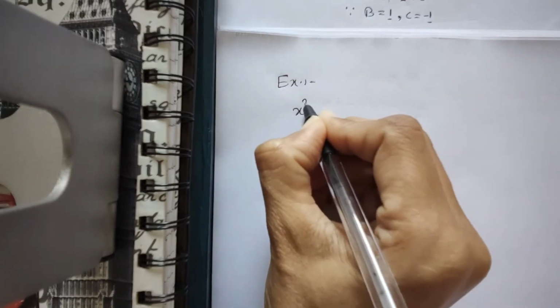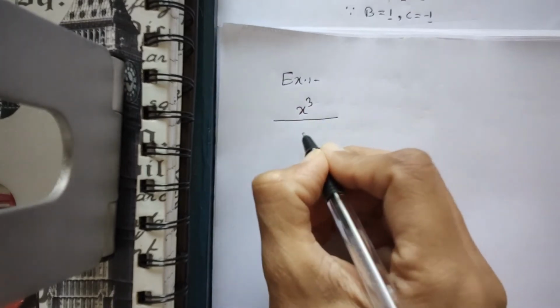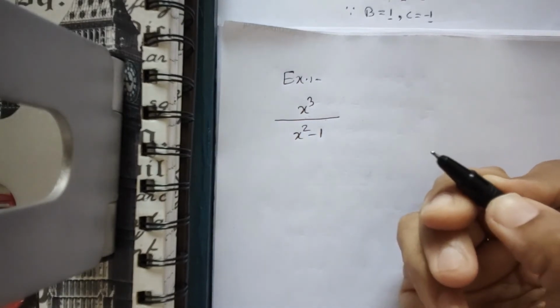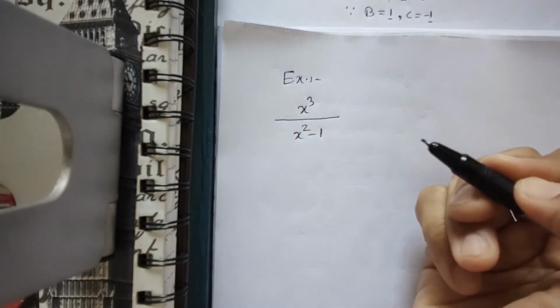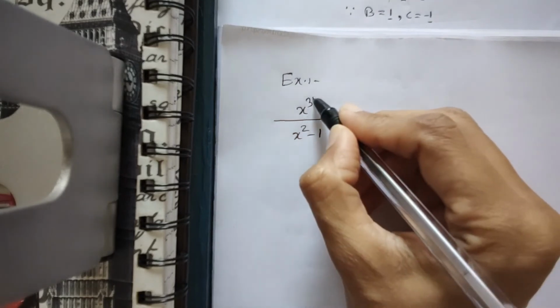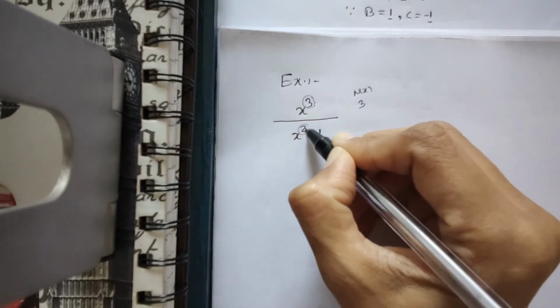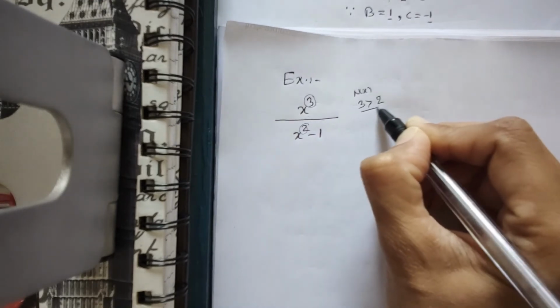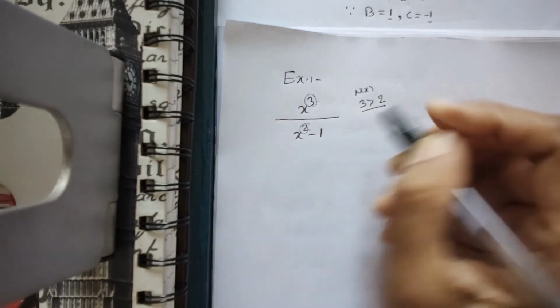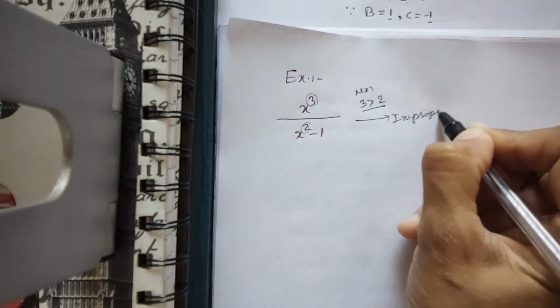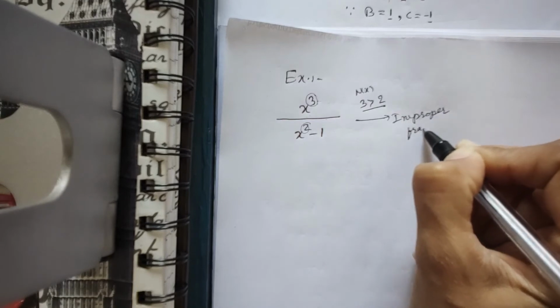So x cube upon x square minus 1. Okay, we need to resolve this into partial fraction. So first of all, degree of numerator is 3 and degree of denominator is 2. 3 is greater than 2. So this is improper fraction. Okay, confirm. Improper fraction. Okay.